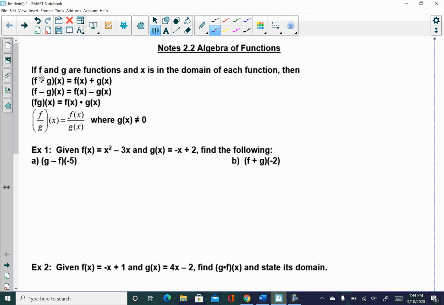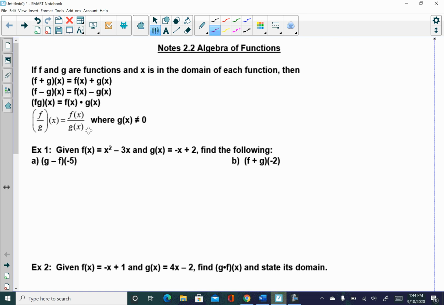Here at the top, we're defining what we're going to be looking at. Essentially we're going to be adding, subtracting, multiplying, and dividing these functions, and then from there analyzing their domain, and domain is the biggest piece that we'll be looking at.